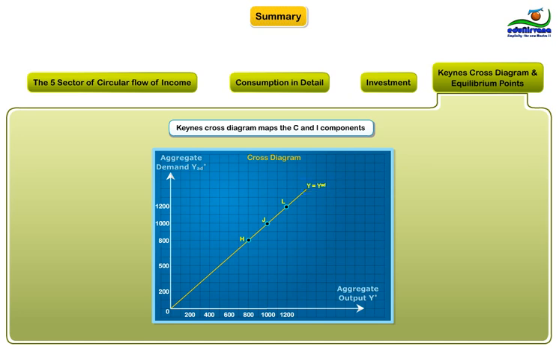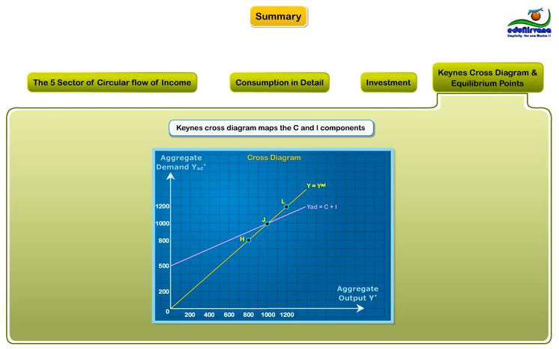In this module, the concept of equilibrium was also elucidated. This equilibrium point is established when the 45-degree line of the AD and AO graph meets the AD function. This is the point where the AD is equal to AO, namely the total economy output is at the same level as the total economy demand, and hence the equilibrium point.